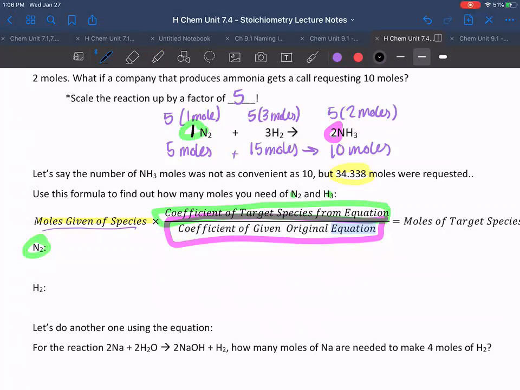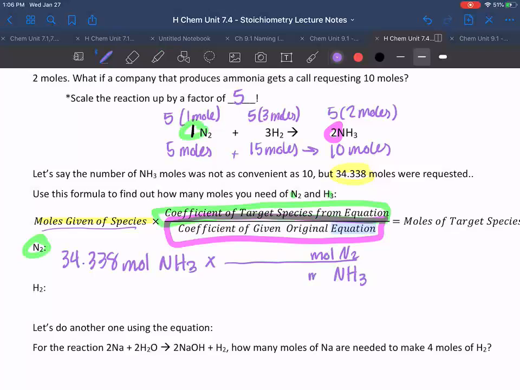So it's actually pretty simple. How you set this up is 34.338 moles of NH3, because that's the moles given. Now we're just finding the ratio of NH3 to N2 to figure out how much N2 we need. For every 2 moles of NH3, we need 1 mole of N2. So we're just halving our original number. That gives us 17.169 moles of N2. Any questions?